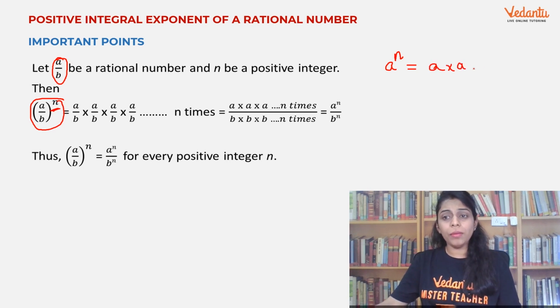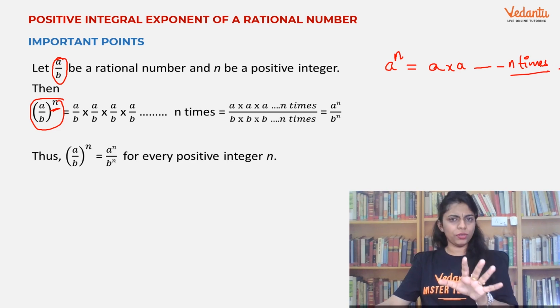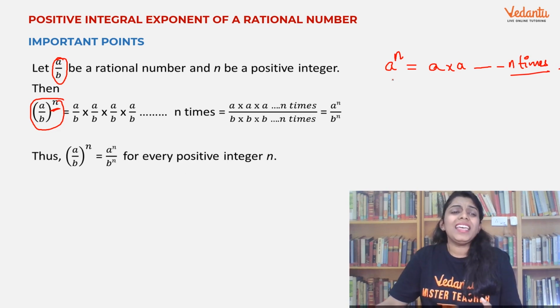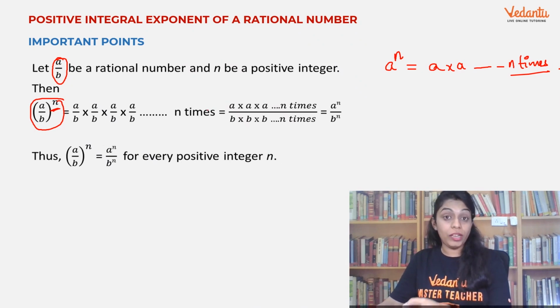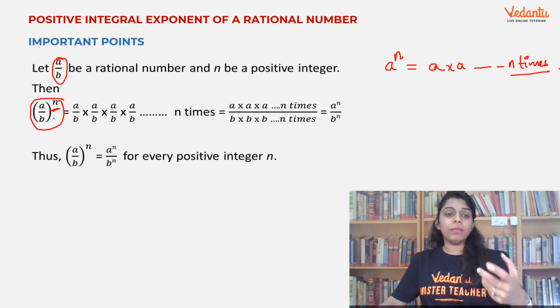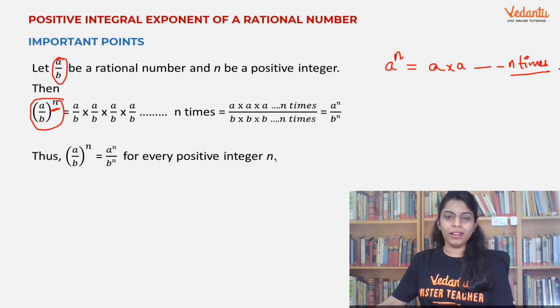A को मुझे कितनी बार मल्टीप्लाई करना है? n टाइम्स मल्टीप्लाई करना है. You know that, right? You know this. Okay, same thing, मैंने a की जगह a by b रख दिया because it's a rational number. How a rational number is represented. So मैंने a by b रख दिया, उसको मेरे को n times multiply करना है.